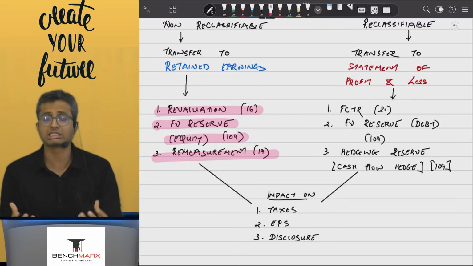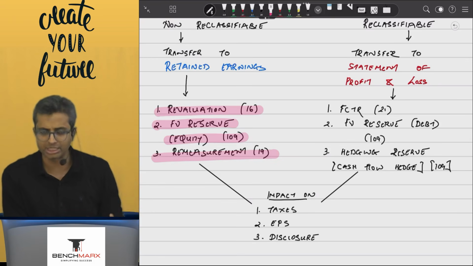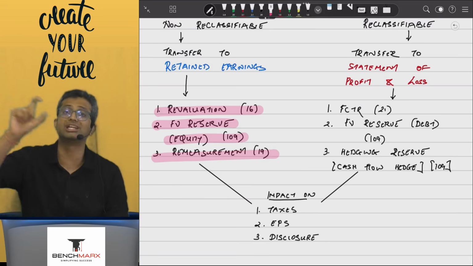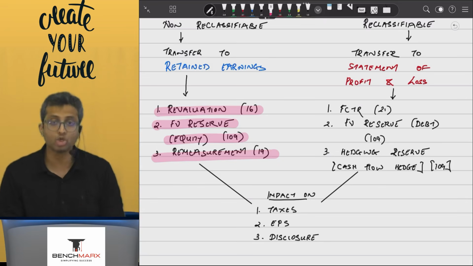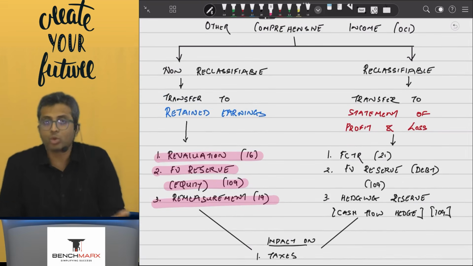So generally, the standard says that you had a choice to take it to the profit and loss account. However, if you want to show it in a reserve, then even when it is realized, I will allow you to transfer it directly to the retained earnings without taking it to the profit and loss. Whereas when you look at a reclassifiable OCI, most of the time there was no choice earlier.